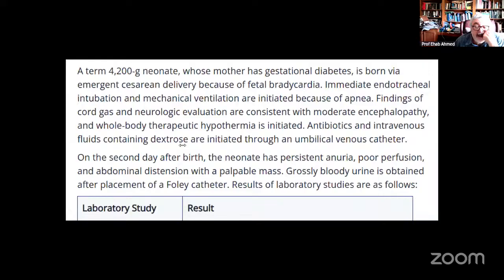Polycystic kidney. Bladder distension due to neurologic impairment. And why is there a neurologic impairment?